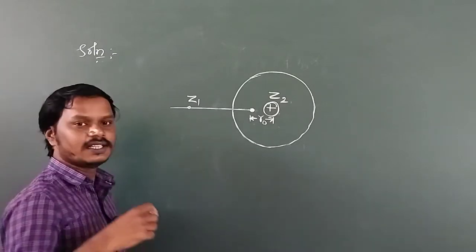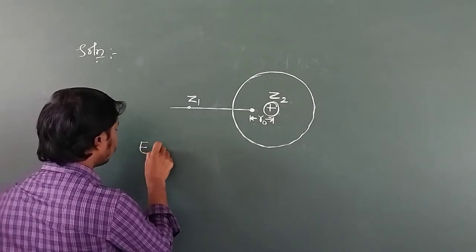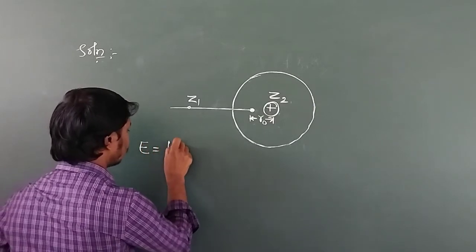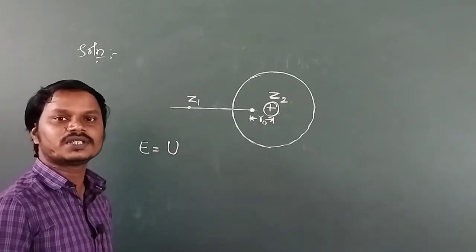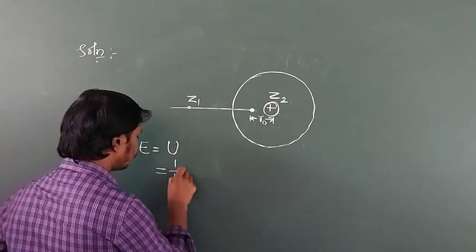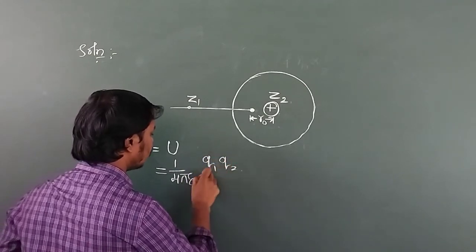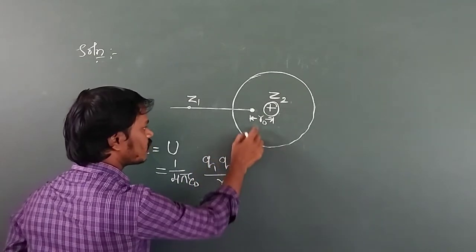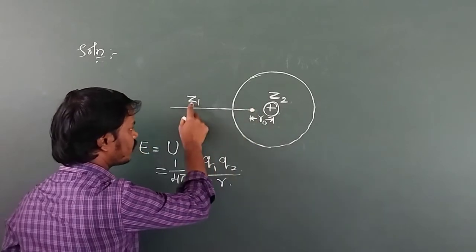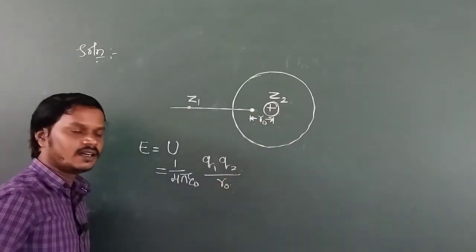Now, what is the expression for potential energy? The energy of the particle becomes potential energy. Then the expression for potential energy is 1 by 4 pi epsilon naught, q1 into q2 divided by the distance. So what is the distance of this particle from the nucleus? That can be taken as r naught.